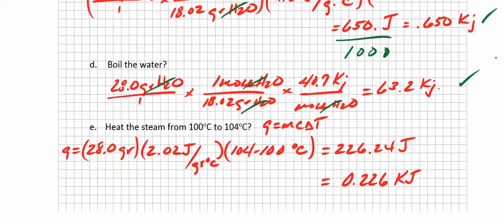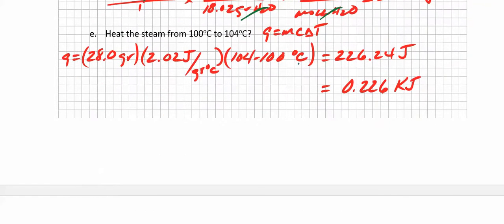And finally, I want to heat the steam from 100 to 104 degrees Celsius. I'll revert back to my formula. Q is equal to m times c times delta T. And so here we go. We've got 28 grams of steam, I'm sorry, not liquid water, and we're going to multiply that by the specific heat of steam, 2.02 joules per gram per degree Celsius. And then the temperature difference, we want to go from 100 to 104, so final temperature minus initial temperature. When we do that, we get 226.24 joules. We want it in kilojoules, so we'll move the decimal place over 3 places to the left, and that gives us 0.226 kilojoules of heat.